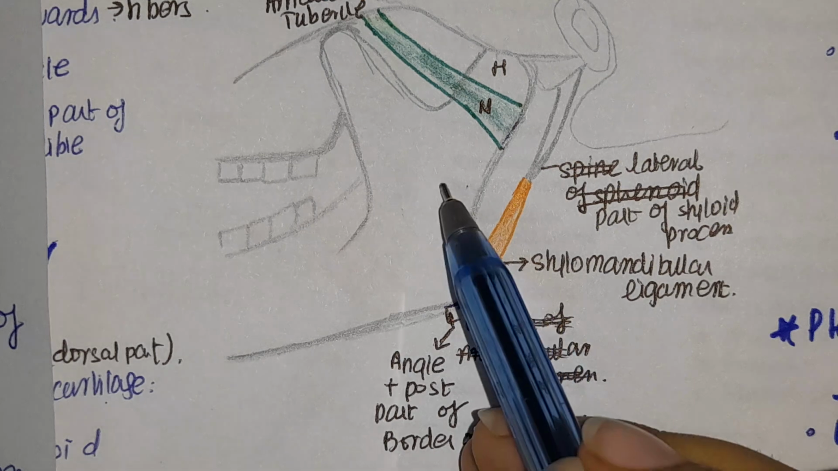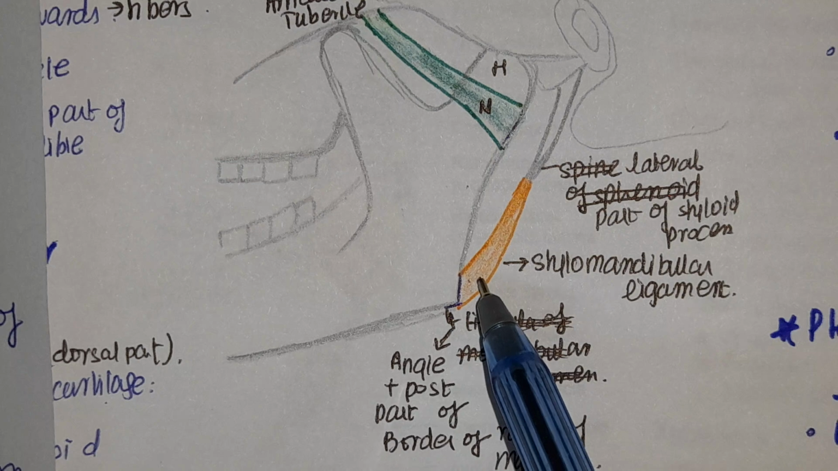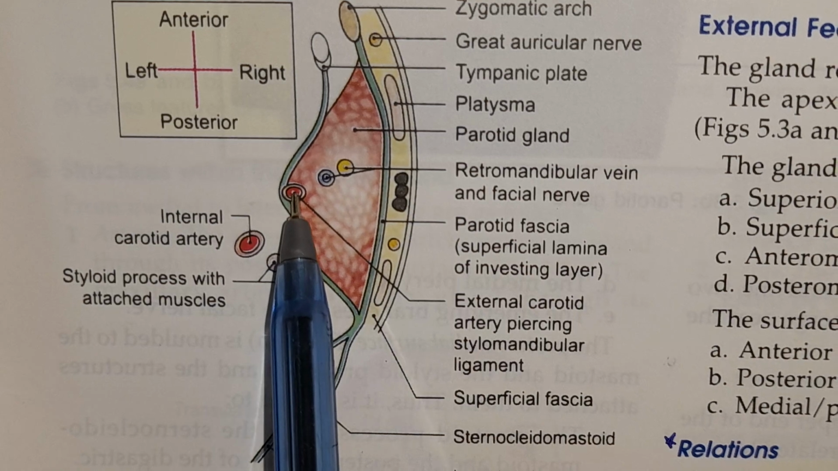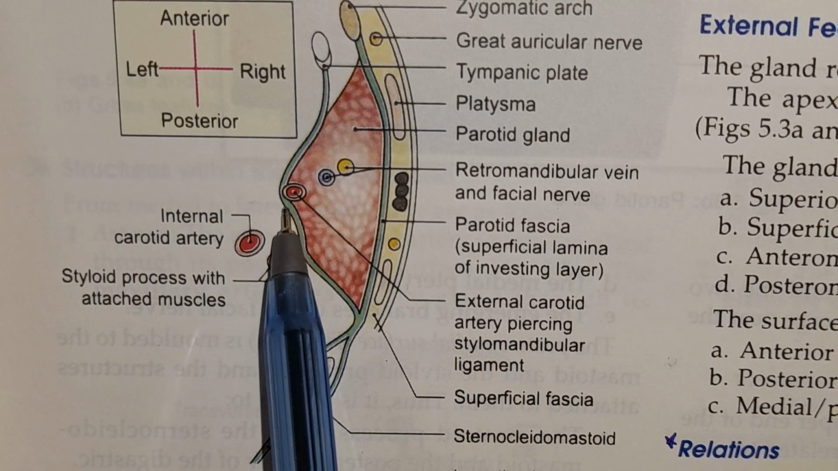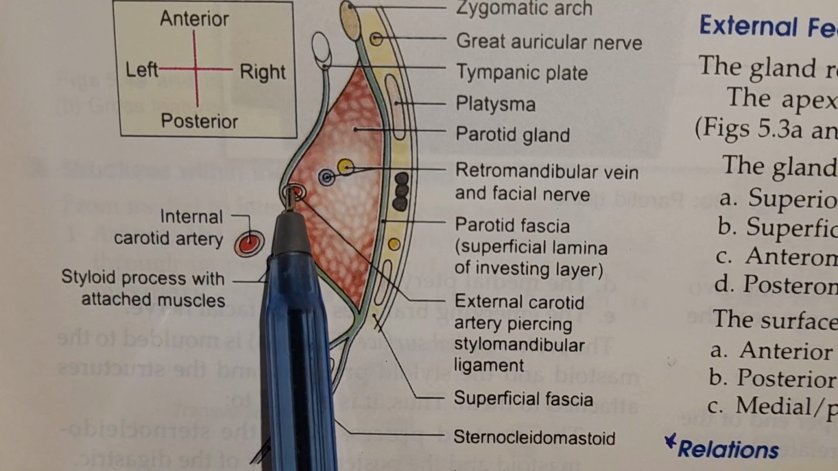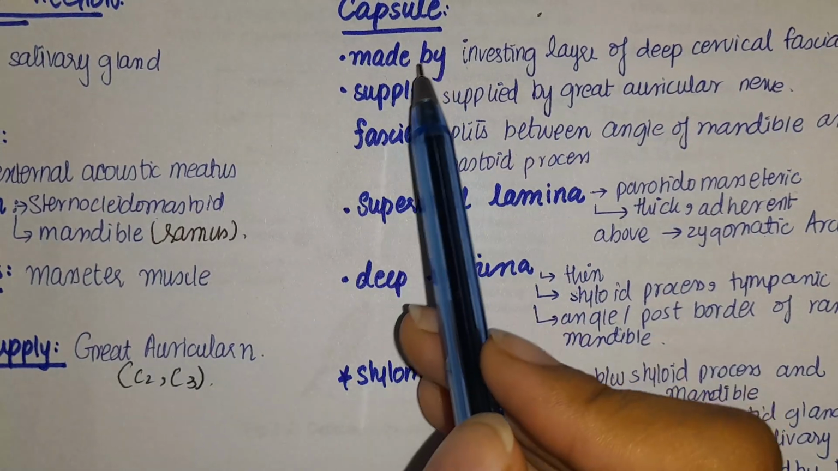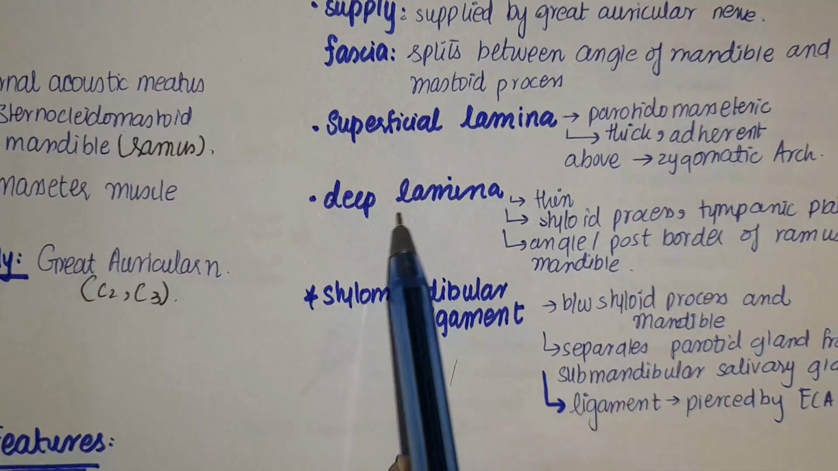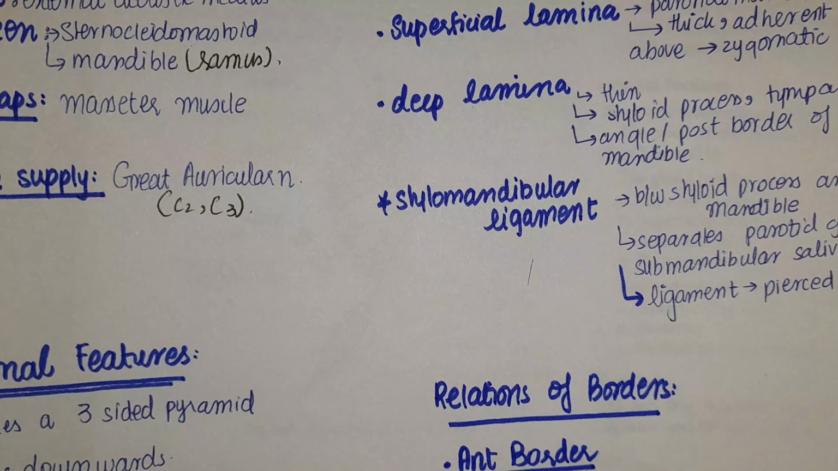The stylomandibular ligament is going to separate the two glands, and this ligament is pierced by the external carotid artery. Also here you can see the external carotid artery, which is piercing this stylomandibular ligament, because it is attached over here to the styloid process and over here to the mandible. So the capsule, how it is made, how it is supplied, the fascia that splits to make it, the superficial lamina, the deep lamina, and the stylomandibular ligament, which is a part of the fascia, all of these things have been discussed.